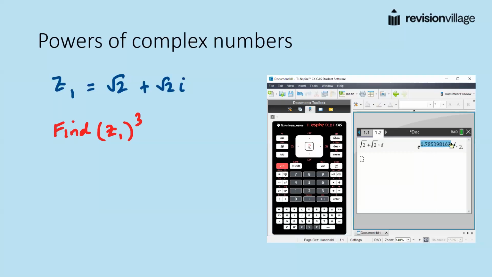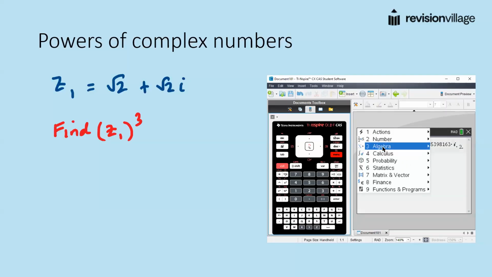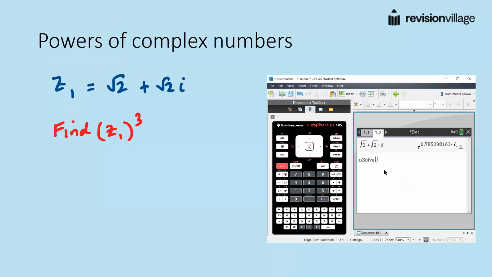And so what I would do is I would take that argument and copy it, and then I would go into menu number 3, numerical solve, because what I actually want to know is what that number is as a multiple of pi or a fraction of pi. So I could write that whole decimal, which is our argument, and write that it's equal to n multiplied by pi, and then write comma n, and then the calculator will tell me the value of n, so that n times pi equals that number. And you can see when I press enter, I get 0.25.